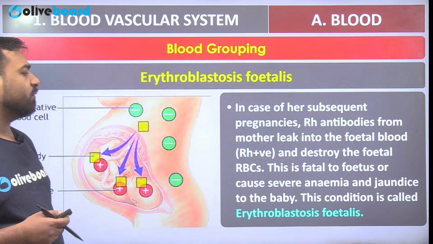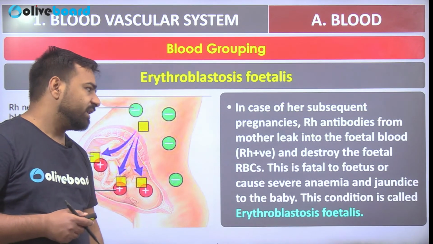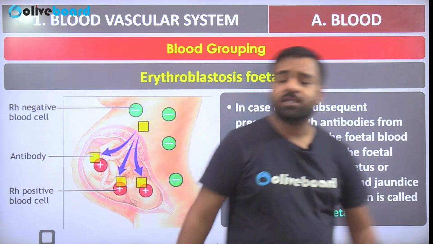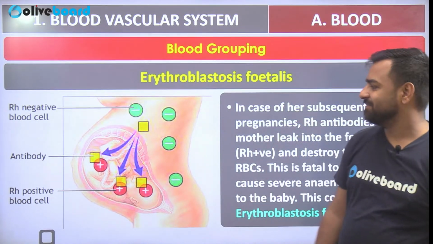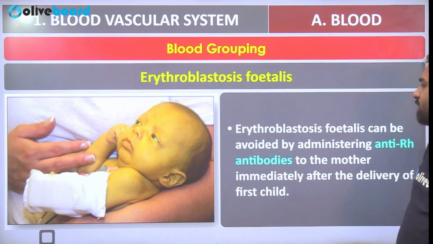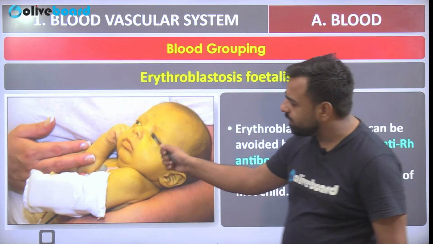This is fatal to the fetus or causes severe anemia and jaundice, as discussed, and this condition is known as erythroblastosis fetalis. That's the condition. Erythroblastosis fetalis can be avoided by administering anti-Rh antibodies to the mother immediately after the delivery of the first child. So you can just see the color of the baby is yellow, right?